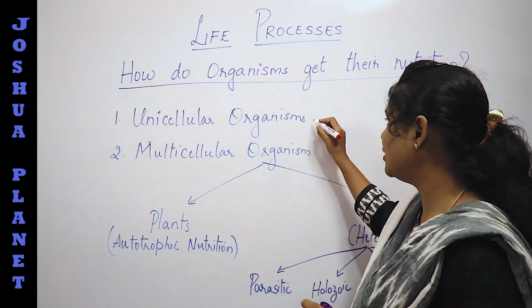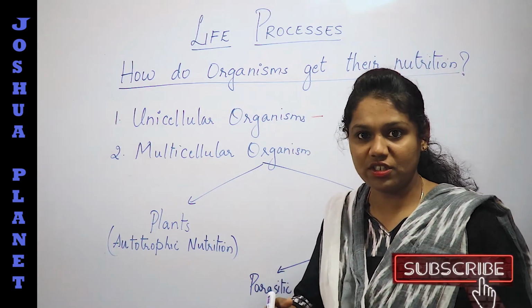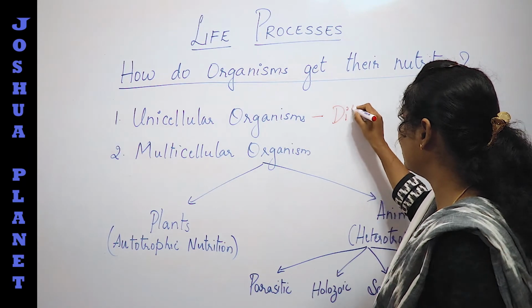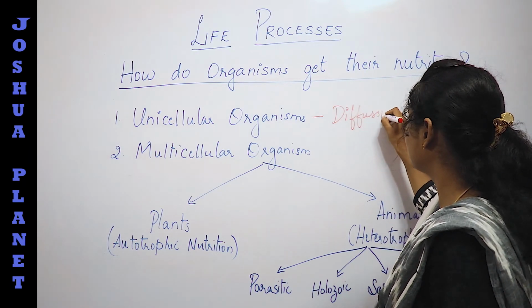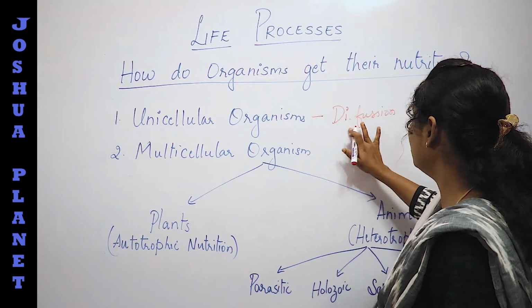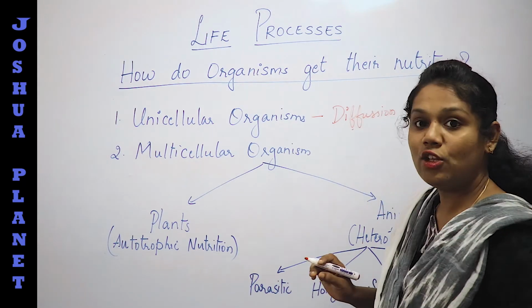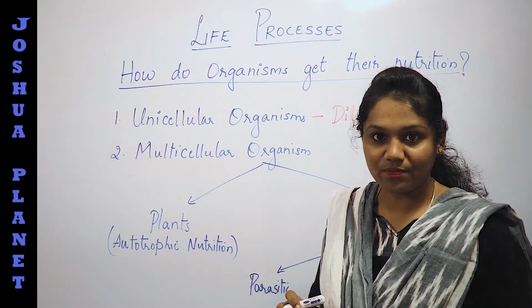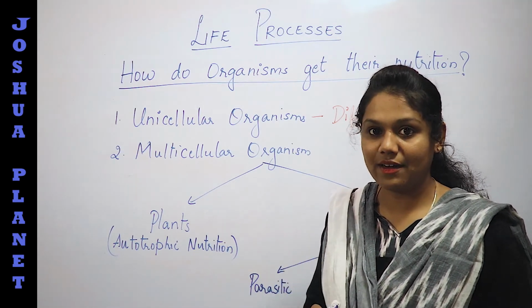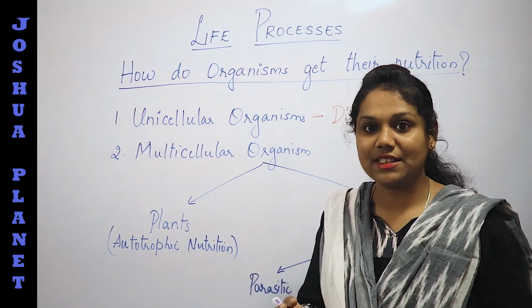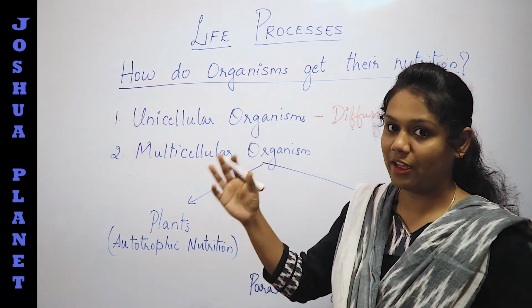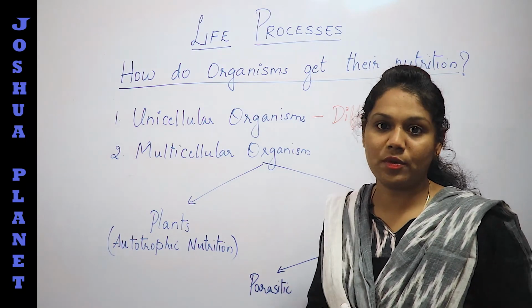So they will not have any specialized kind of nutrition systems in their body. This happens by a simple method of diffusion. This method of diffusion you have already studied in your previous grades. So can you recollect what you mean by diffusion? Diffusion is a process where the substances are diffused from the region of higher concentration to a region of lower concentration.